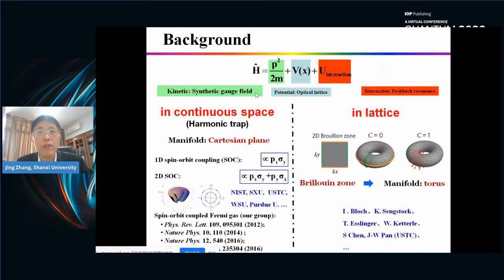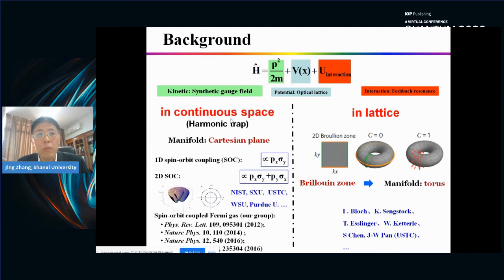Quantum degenerate gases offer us opportunities to efficiently simulate quantum condensed matter systems and study quantum optics and quantum information. Here, we focus on manipulating the kinetic term to generate a synthetic gauge field. We may study the synthetic gauge field in the continuous trap potential, where the manifold is a Cartesian plane. It means the momentum in the dispersion curve goes from negative infinity to positive infinity.